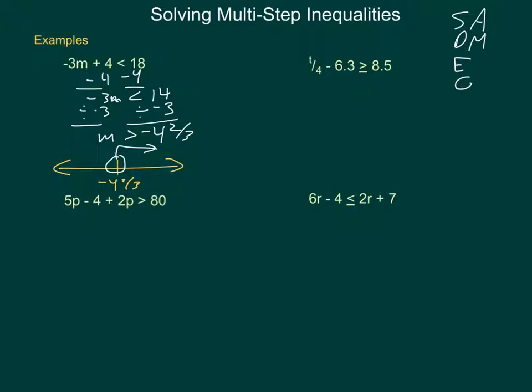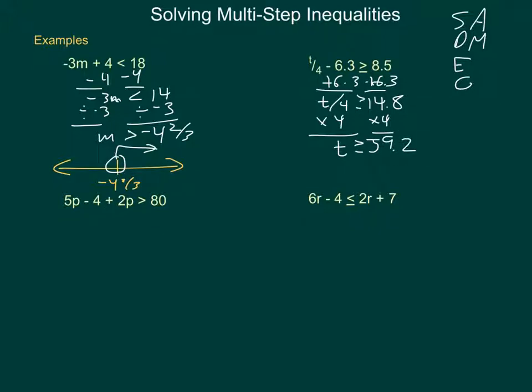Next, t divided by 4 minus 6 3/10 is greater than or equal to 8 5/10. I'm going to begin by adding 6 3/10 to each side. I have t divided by 4 is greater than or equal to 14 8/10. Next, I have division, so I'm going to multiply both sides by 4. And this gives me t being greater than or equal to 59 2/10.